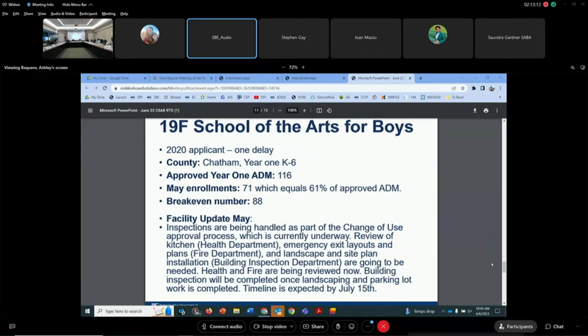Regarding our facility, as Natasha mentioned, we do have our certificate of occupancy for educational purposes on file. We have our health inspection, and the fire inspection has been scheduled with the fire marshal.